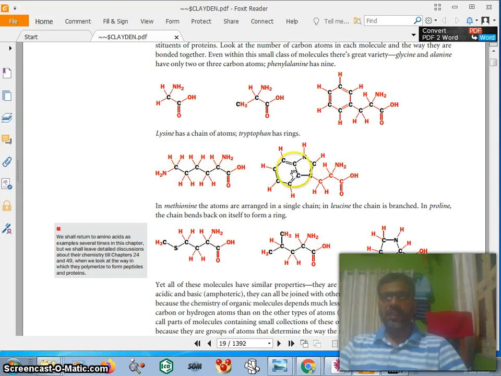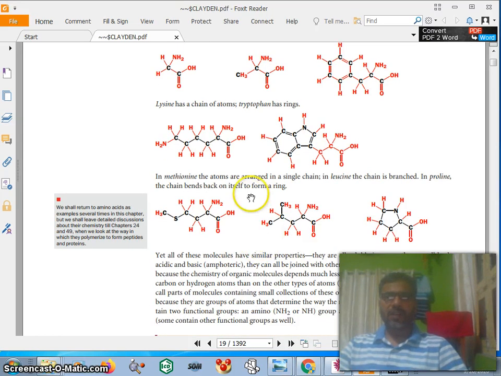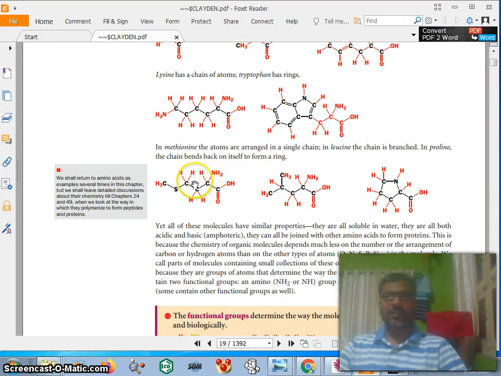Now you see in the cycle, one hydrocycle and then the arrangement of carbon. So in methionine, the atoms are arranged in a single chain. In leucine, the chain is branched. In proline, the chain bends back on itself to form a ring. Now, look at this molecule 1, 2, 3, 4, and there is a carbon, but in between there is a sulfur. Again, see the arrangement of carbon.